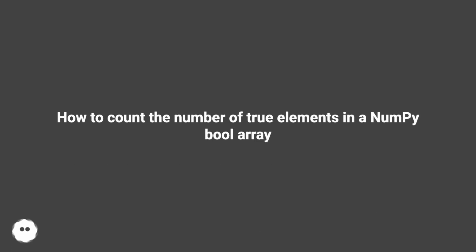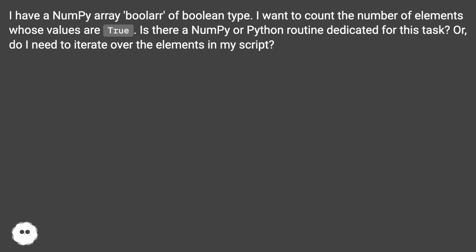How to count the number of true elements in a NumPy bool array. I have a NumPy array, booler, of boolean type. I want to count the number of elements whose values are true. Is there a NumPy or Python routine dedicated for this task? Or, do I need to iterate over the elements in my script?